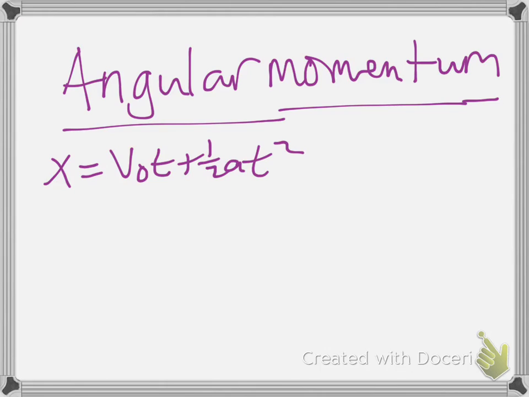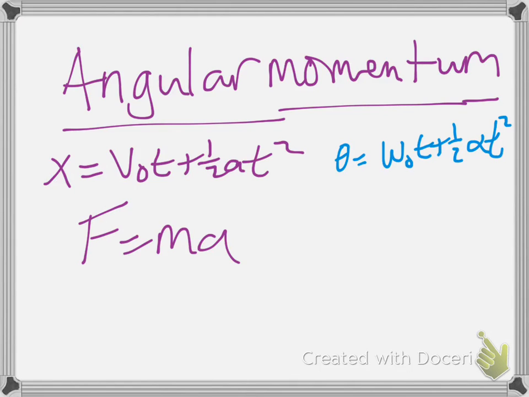And that goes to an angular counterpart of omega. Let's do that in a different color. Okay, so we have theta equals omega naught t plus 1/2 alpha t squared. Okay, or we have this right here, force equals mass times acceleration, and in the rotational counterpart we have torque equals I times alpha. We can keep on going with this.